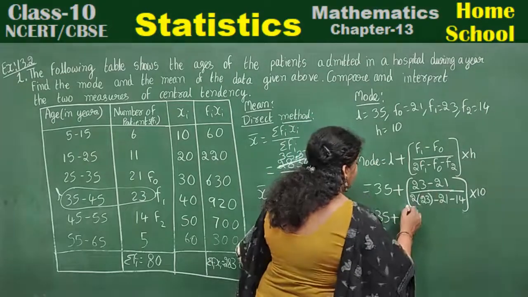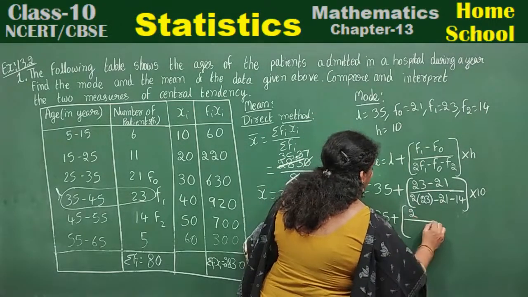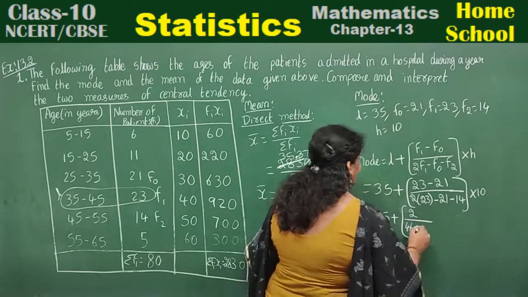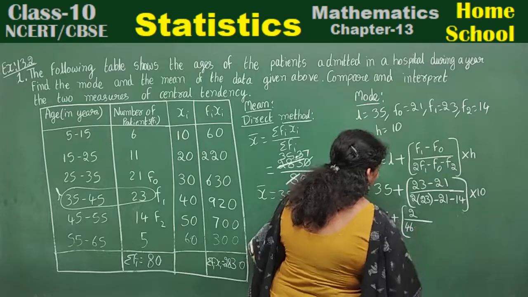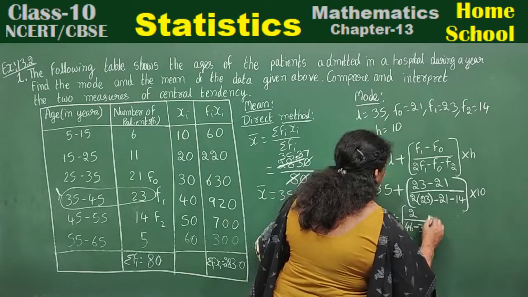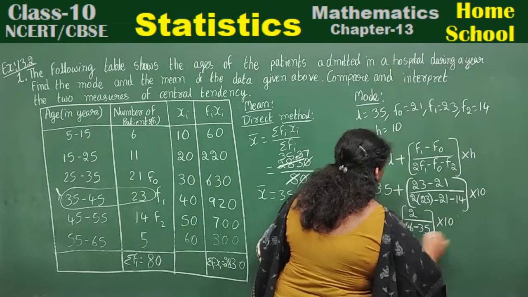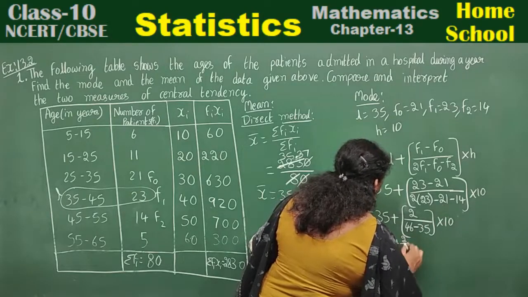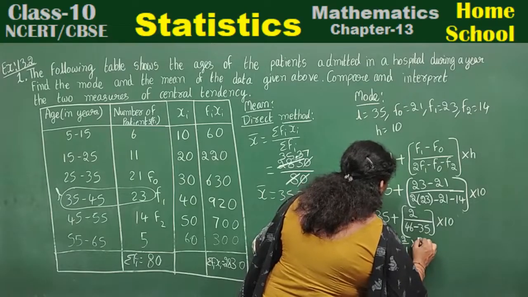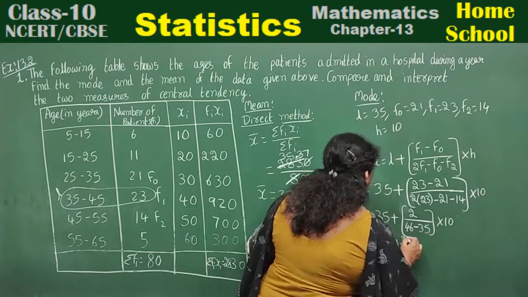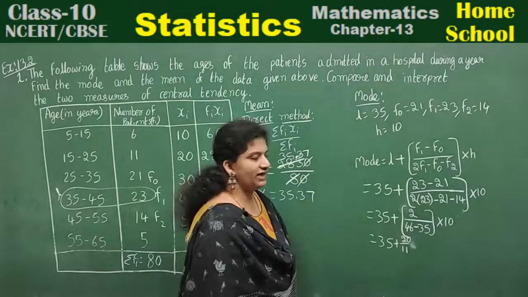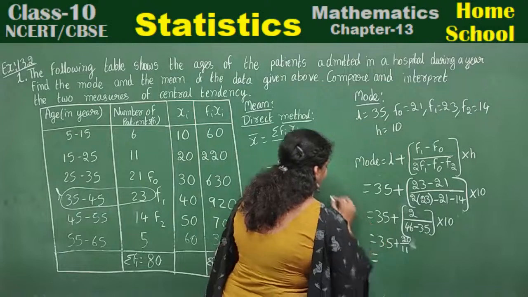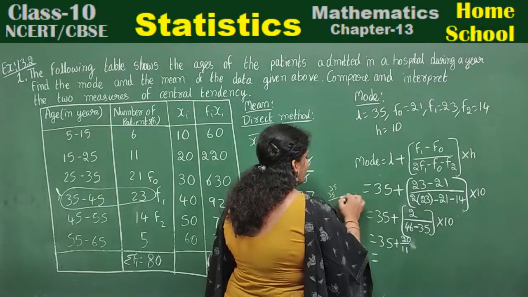23 minus 21 is 2. 2 23s are 46, minus 21 minus 14 will be minus 35, into 10. So 35 plus 2 by 11 into 10, or you can just write 2 into 10, it is 20 by 11 also. Now do LCM here. 35 into 11, how much?